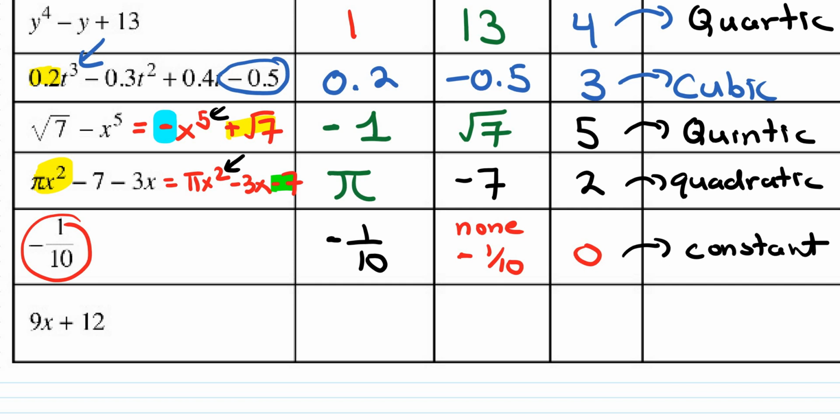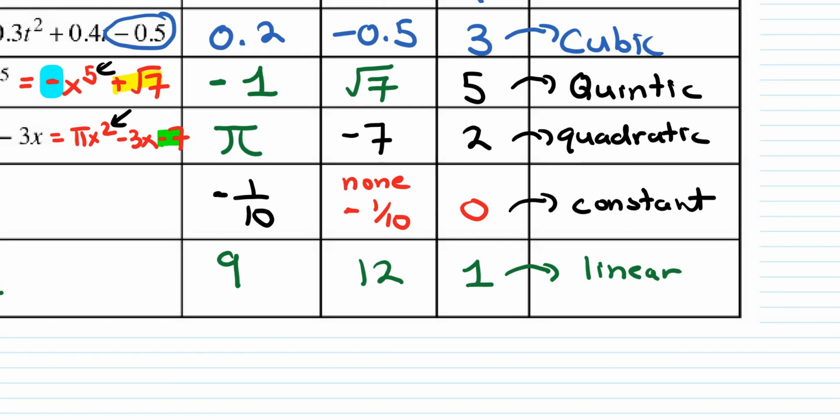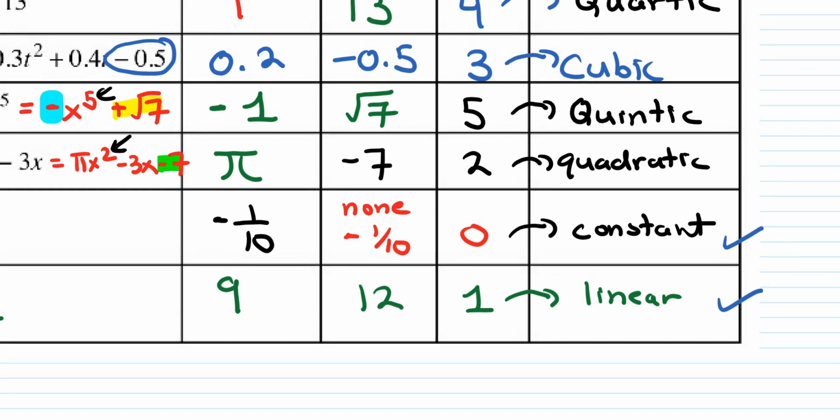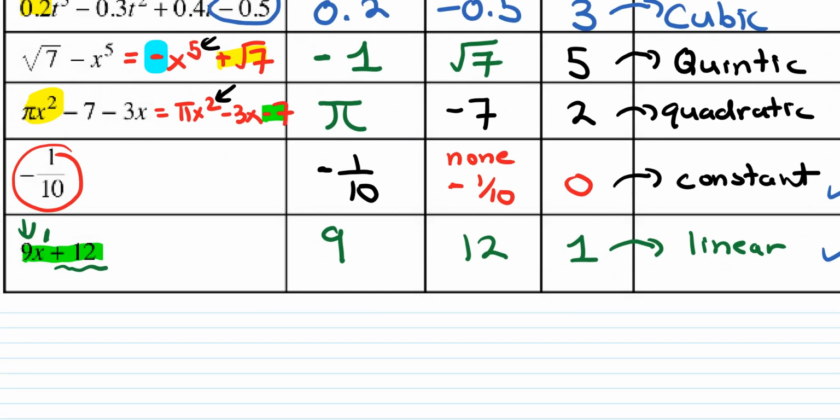Okay, let's get on to the last one here. I have 9x plus 12, so my leading coefficient here is 9. My constant term is the number here, which is 12. My degree is the power on the variable. There's an invisible 1 here, 9x to the power 1, so my degree is 1. And when we have a degree of 1, we call that a linear function. Okay, so in the Math 10 curriculum, we will generally look at constant and linear functions. And when you get to the higher grades, you'll learn more about the cubic, quintic, and quadratic functions there.